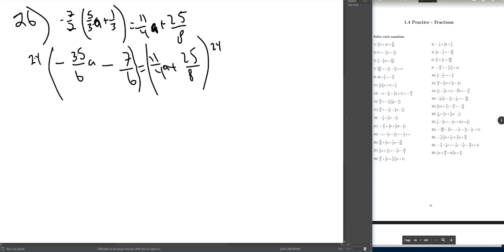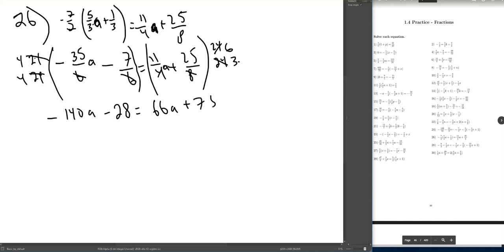So 24 over 1 times 35 over 6. We can cross divide. I get a 4 here. So that would be negative 4 times 35, which is, I believe, 140a, right? Because don't forget the a here. Minus, put another 24 here. It's a 4. 4 times 7 equals 28. All right, let's do this again. 6 times 11 is 66a plus, put a 24 here. 3 times 25 equals 75.